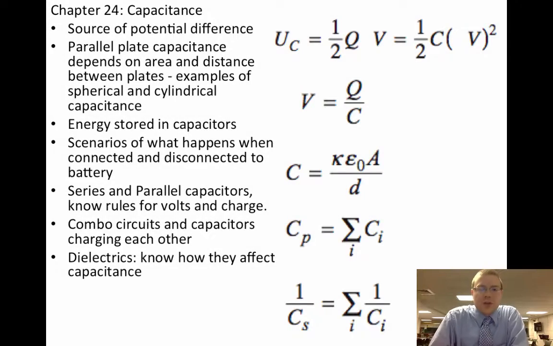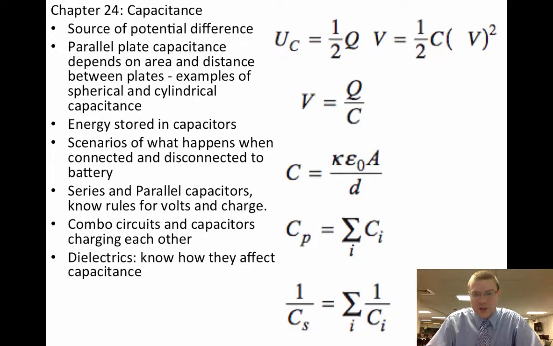Everyone, here's the review for Chapter 24 and 25, Capacitance and Direct Current. For capacitance, remember, capacitance was a source of potential difference. We could store charge in a location, we could separate them on the two plates, and due to the geometry of the plates, so the area between them, the distance between the plates, or if we use spherical or cylindrical capacitors, the capacitance is just the ability to store charge. It gives you a value of how much charge you could store per unit volt.